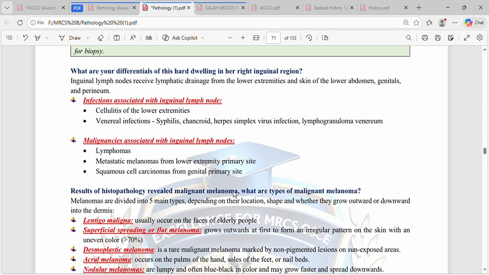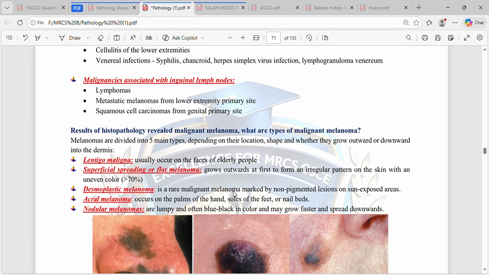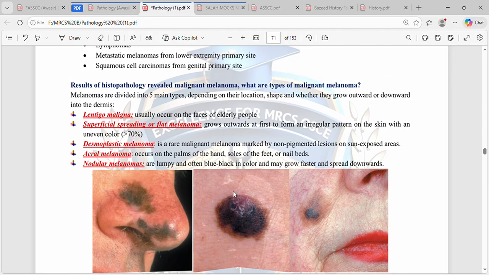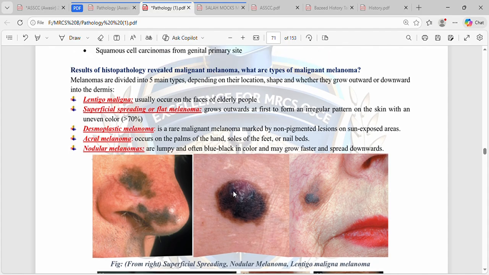Now, infections associated with the inguinal lymph nodes are cellulitis of the lower extremities and venereal infections, for example syphilis, chancroid, herpes simplex virus infection, and lymphogranuloma venereum. Malignancies associated with inguinal lymph nodes are lymphomas, metastatic melanoma from a lower extremity primary site, and squamous cell carcinoma from a genital primary site, for example squamous cell carcinoma of the anal canal. So, the results of histopathology revealed malignant melanoma.